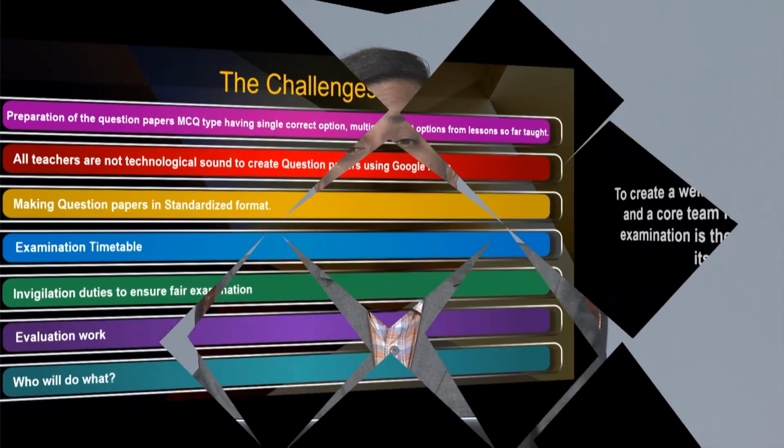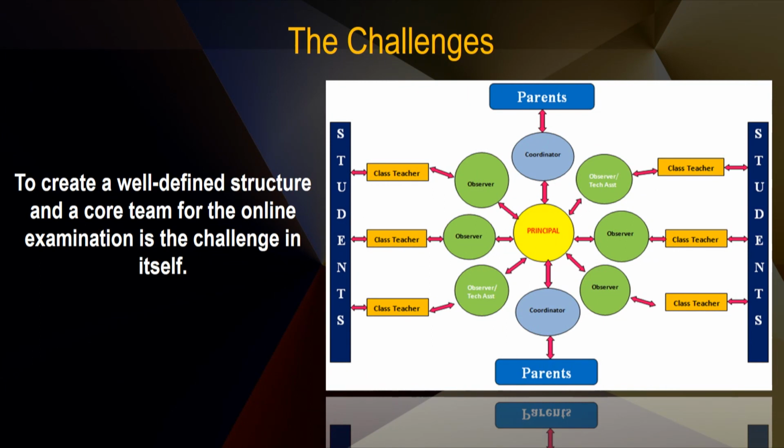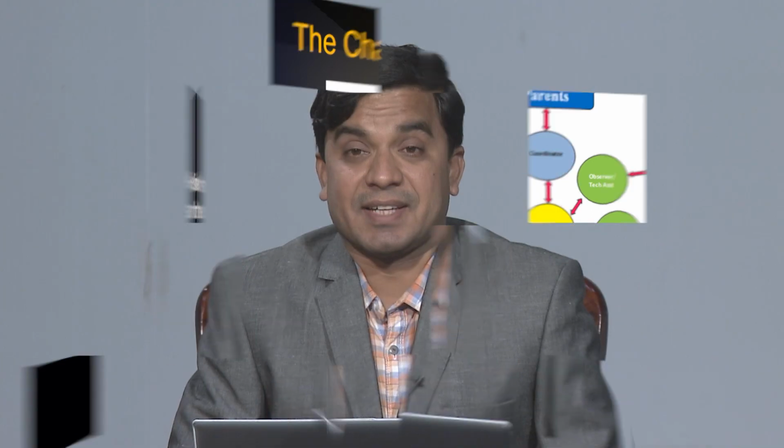Now, typically the challenges also include the many use cases or roles in the examination system. Students are central. Apart from students, we have the teacher, the observer, the invigilators, the principal, the parents, and multiple invigilators, teachers or instructors. There is a coordinator. So many roles come across in any online examination system. How do we include such roles in an online examination system is also a challenge. To create a well defined structure and a core team for online examination is a challenge in itself.